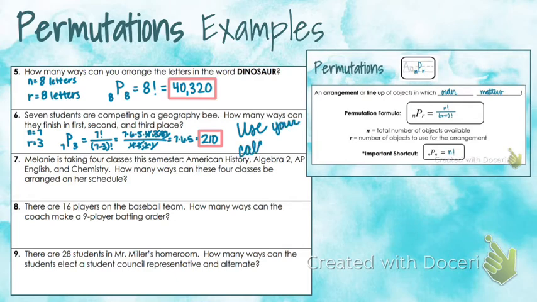So use your calculator. You do not have to do the formula. The problem with that is I haven't shown you how to use your calculator. Wow, I am so sorry. So let's look at how to use our calculators on this problem.